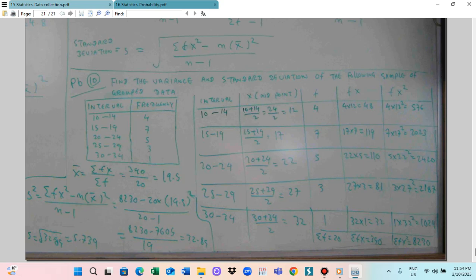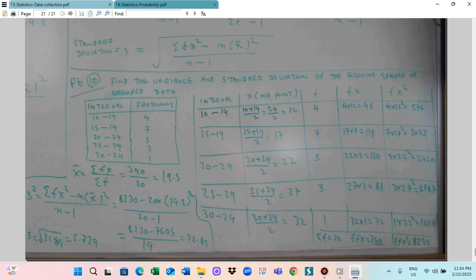And to calculate the standard deviation, you have to calculate the variance. So the variance is s square. The formula is summation f h square minus n h bar square divided by n minus 1. So the summation f h square we already calculated is 8230, minus n, which is 20, times h bar square, 19.5 square, divided by 20 minus 1.